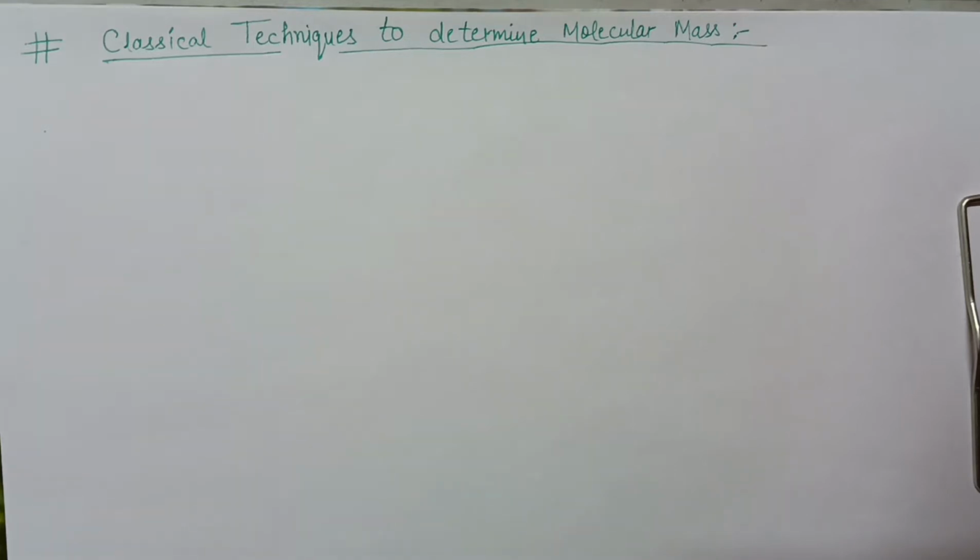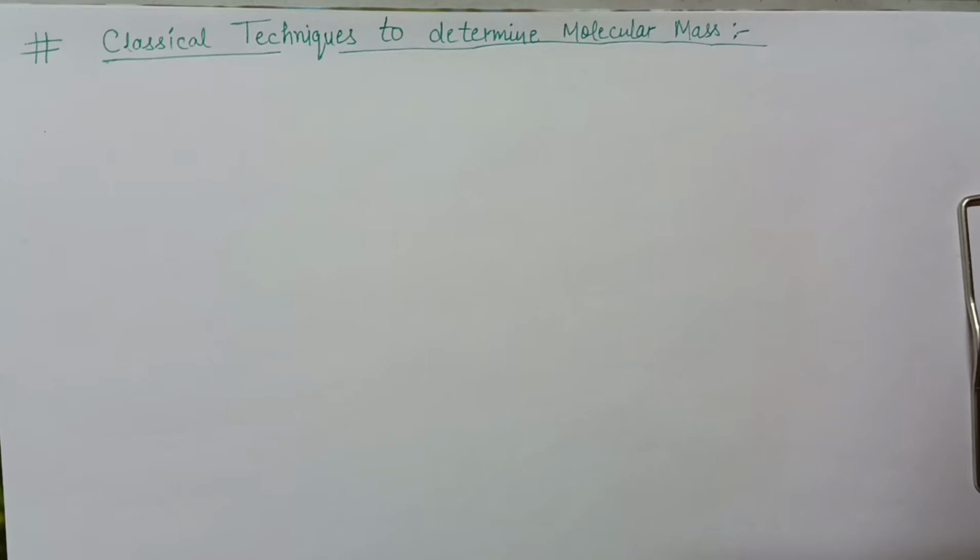Now if we look at the third point, molecular mass determination, we discussed that in the modern era we use mass spectroscopy. But in classical techniques, when mass spectra was not there, how were we able to determine the molecular mass of any unknown compound? That we are going to discuss.